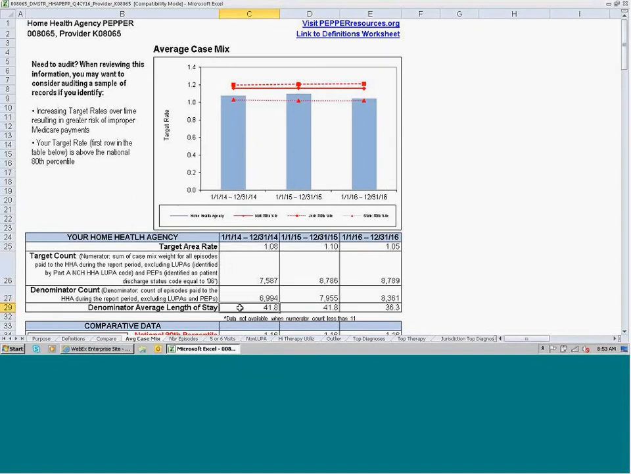We also are calculating for this target area the denominator average length of stay. So this is the average length of stay for all of the episodes that were paid to the home health agency during that calendar year, excluding the LUPA and the PEP.